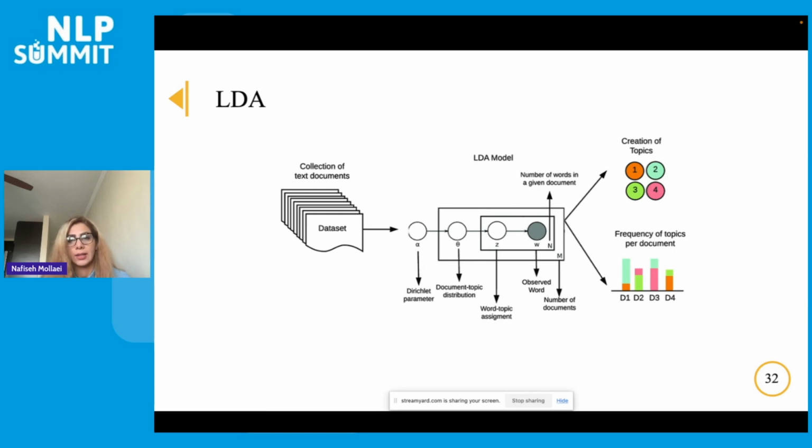By using LDA, we can find how many words we have in a document and how many topics are related to those words and those documents. So by using LDA, we can find different topics, for example D1, D2, D3, D4, and each of these colors shows different topics related to that document.